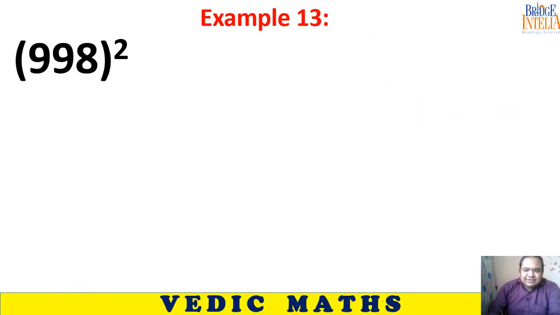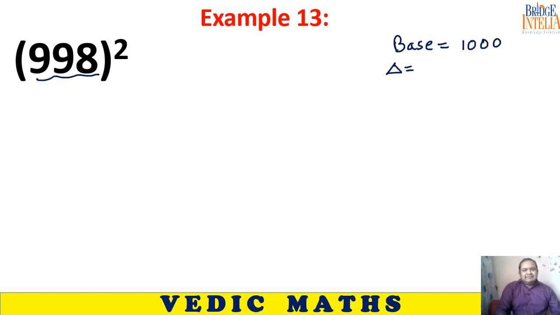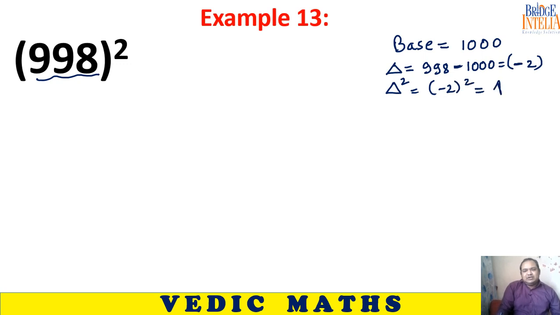Let's solve one last one, 998 whole square. So here again you can see that 998 is very close to 1000. So base is 1000. Deviation from the given number, that is from 998, you have to subtract the base. So this time deviation is negative, minus 2. Delta square, minus 2 whole square, that is equal to plus 4.